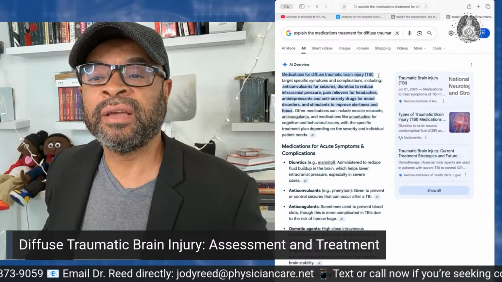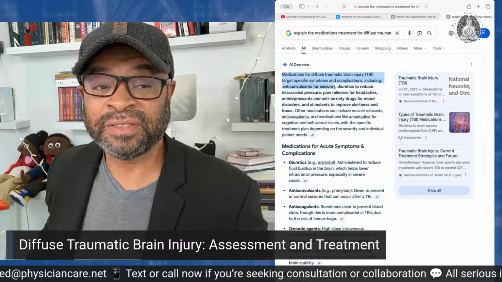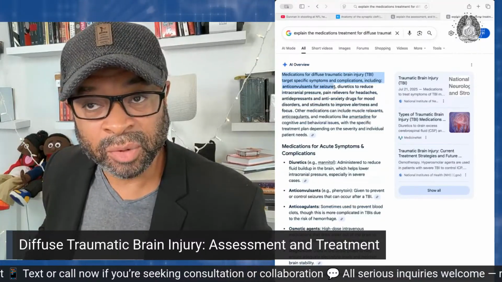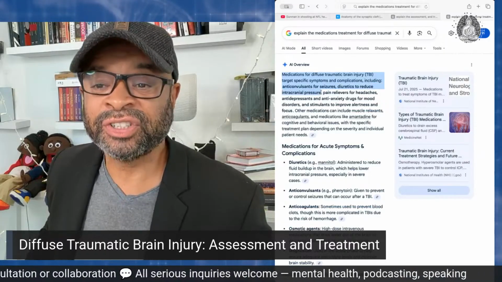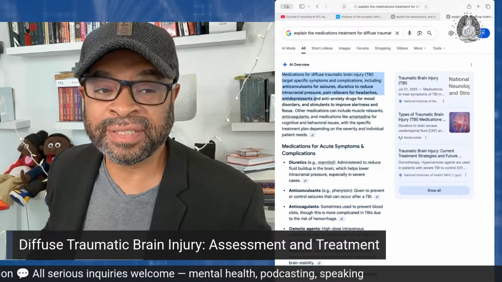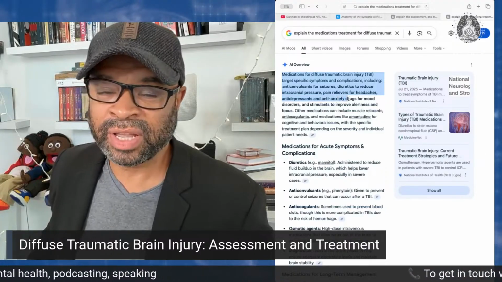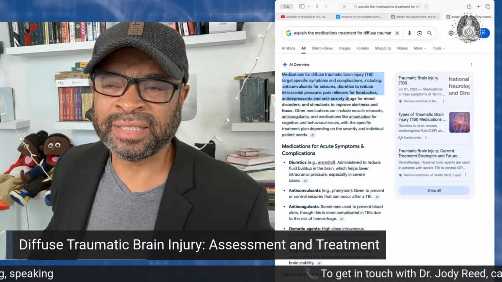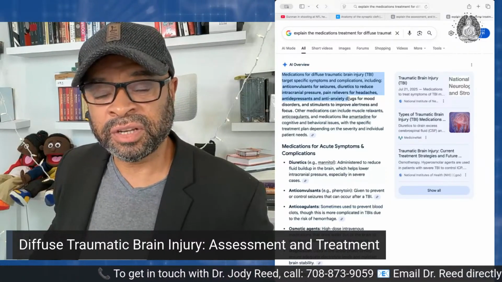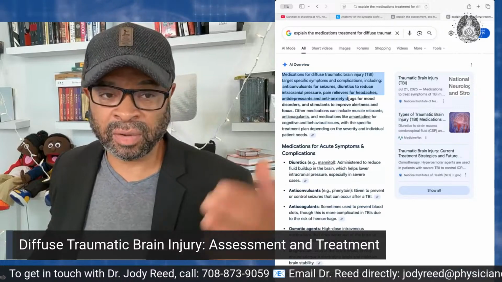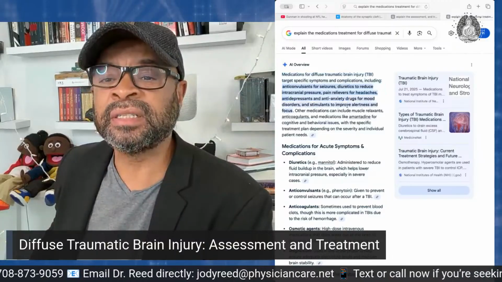Medications for diffuse traumatic brain injury target specific symptoms and complications, including anticonvulsants for seizures, particularly if it's in more of the temporal lobe where there's intense anger, diuretics to reduce intracranial pressure, pain relievers for headaches, antidepressants if they're very depressed, anti-anxiety agents. But with diffuse traumatic brain injury, I recommend trying to stay away from narcotics because they have difficulty controlling impulses. So if they start using a narcotic, then they may not be able to stop because they don't have the frontal lobe power to suppress those impulses. Does that make sense?